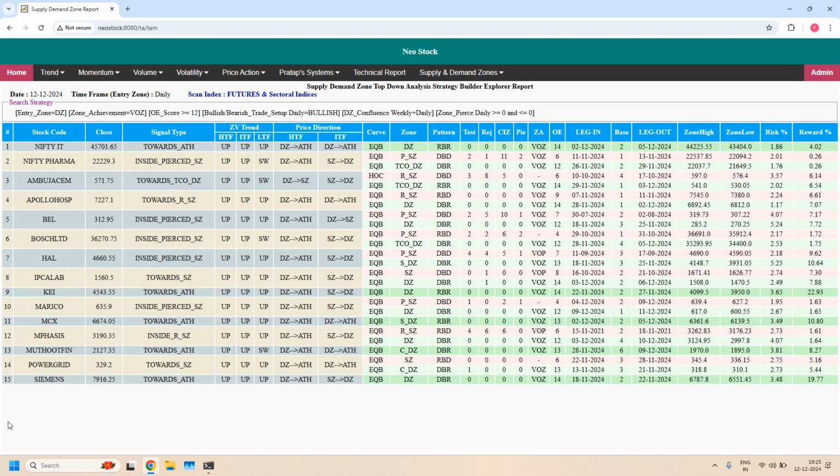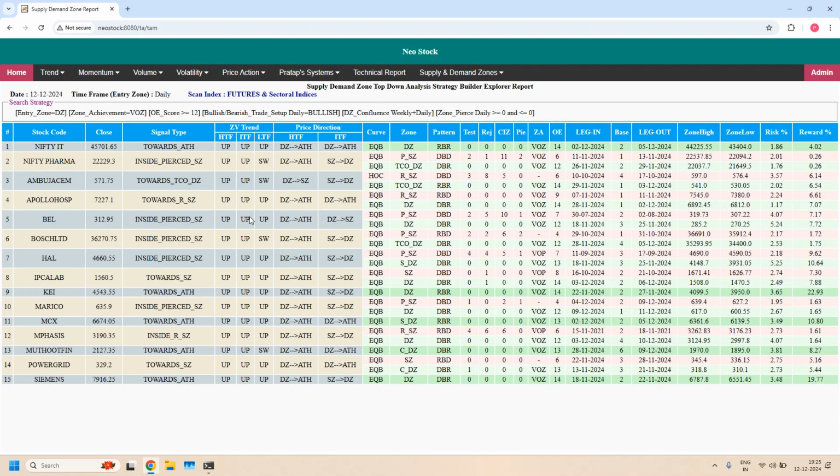That means all these daily demand zones are part of the weekly demand zone. That means the daily zones are overlapped with the weekly demand zone. That is what zone confluence is. That means the weekly zone is taking control because daily is part of weekly. Weekly plays the major role.